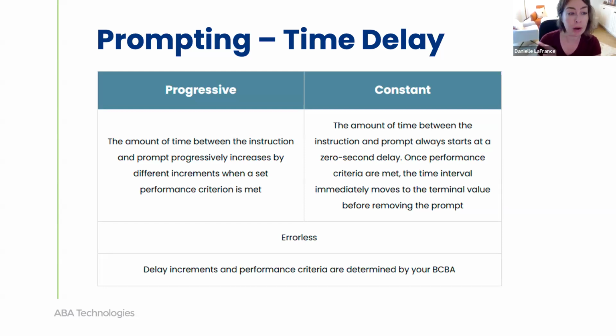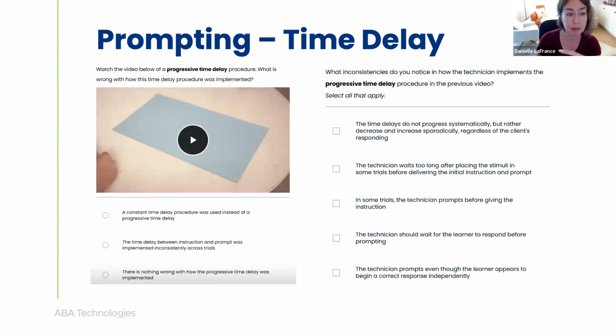Then what we do is we compare and contrast these procedures, so the progressive time delay and then the constant time delay, before moving to some discrimination exercises to help ensure that technicians understand the distinction between the two procedures. And finally, we give them some non-examples and ask them to identify what was done correctly or incorrectly. So really starting to refine some of their discrimination skills here. So they've seen ideal examples, they're going to see non-ideal examples or non-examples, and be asked to discriminate between them.